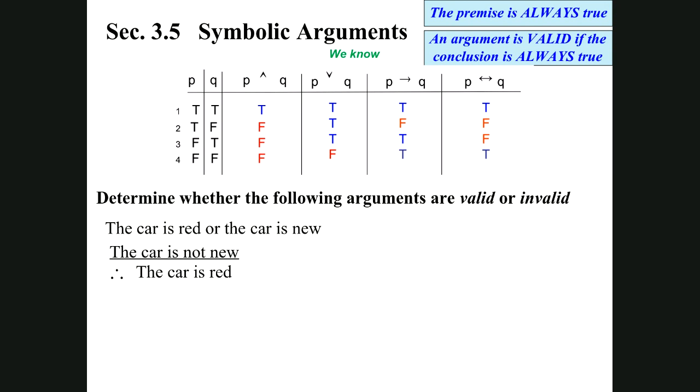Alrighty, the car is red or the car is new, right? So we can say the car is red as P, the car is new as Q. We have P or Q. We know these premises are true. Next, the car is not new, right? The car is new is Q. So the car is not new is not Q. Therefore, the car is red, that's P. Therefore, the car is red, therefore P.